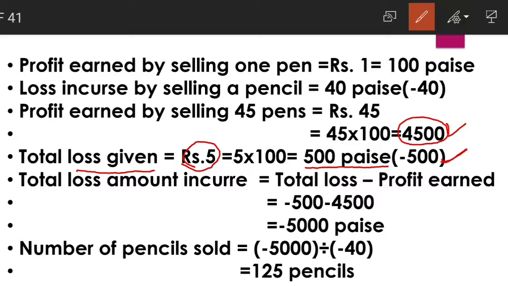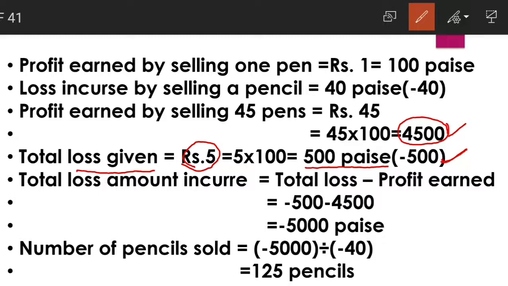Are you observing? Why are we doing like this? Here, if you observe the profit amount and loss amount, overall 500 paise she is getting as loss. That means whatever profit she gained from selling the pens, that much she is also losing. That means from the total loss of 500 paise, the profit amount 4500 we also have to subtract, and the total loss amount we have to calculate. That much of loss she is getting by selling pencils.